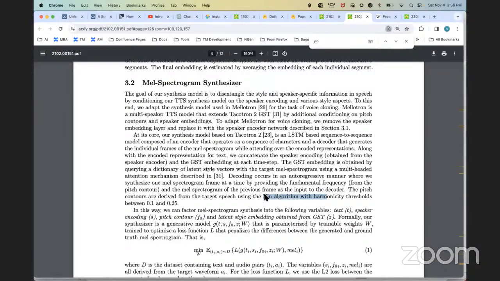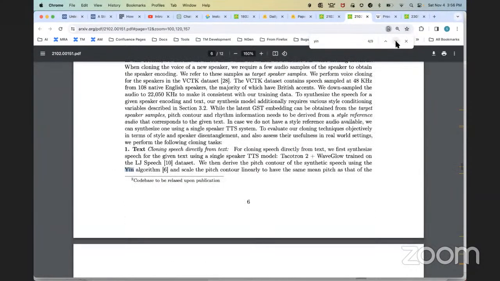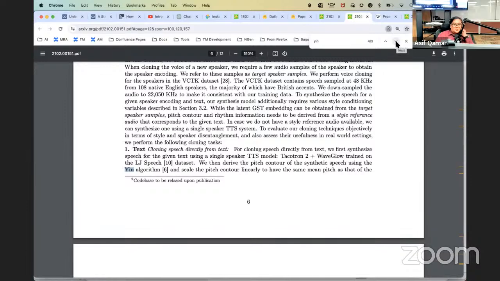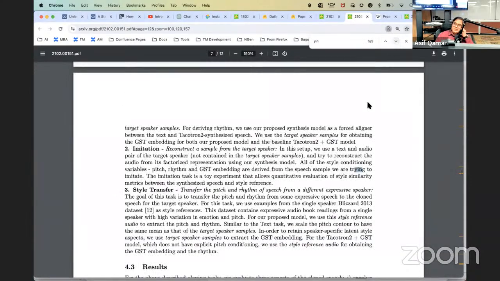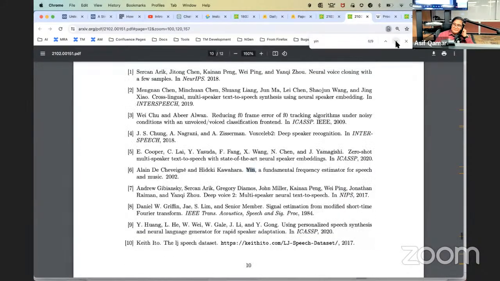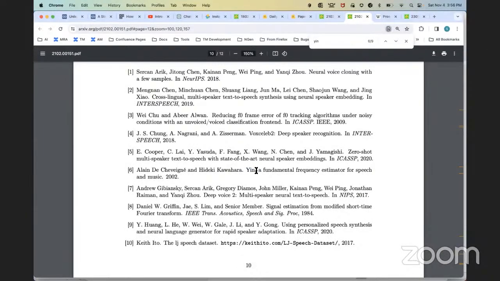This is one reference here. It's some way to get the pitch. Pitch is the frequency contour. So I think they're talking about some frequency estimator for speech and music.